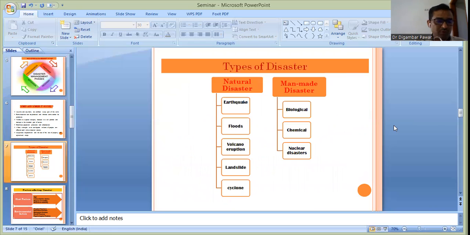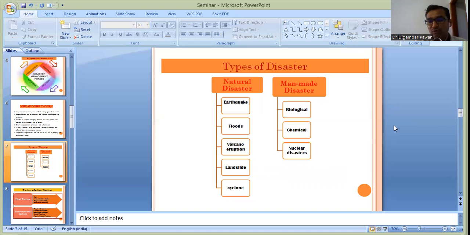These are the types of disasters. Disasters are divided into 2 basic types, that is natural and man-made. Among the natural disasters are earthquakes, floods, volcano eruptions, landslides, and cyclones. Among the man-made disasters are biological disasters, chemical disasters, and nuclear disasters.